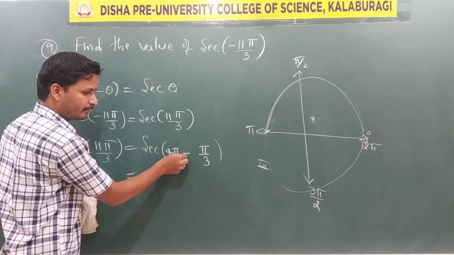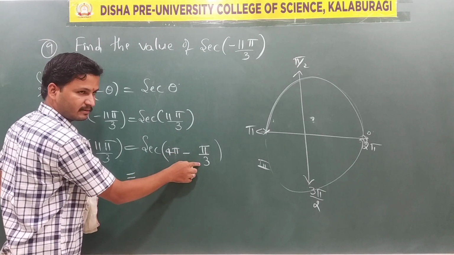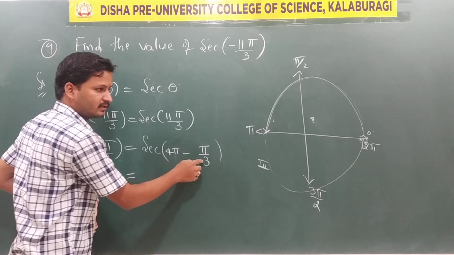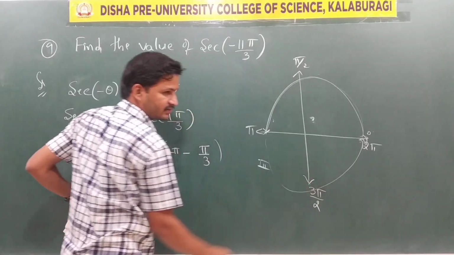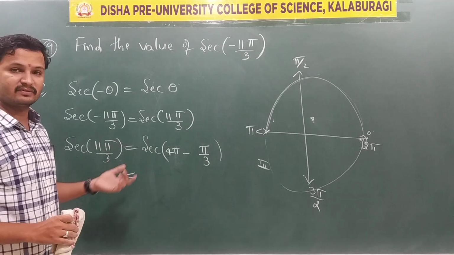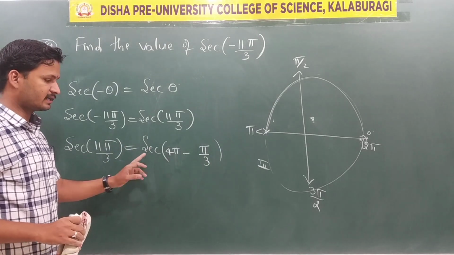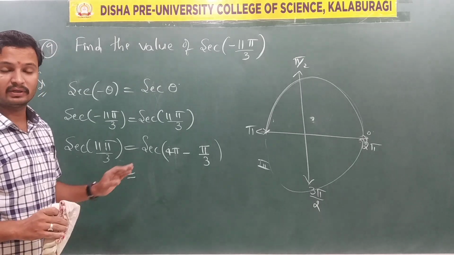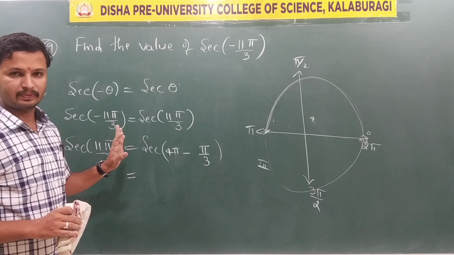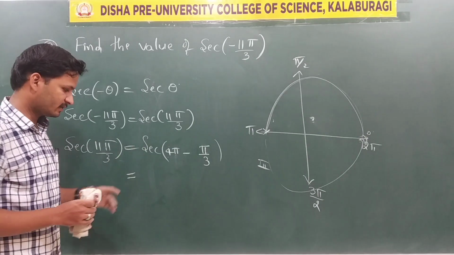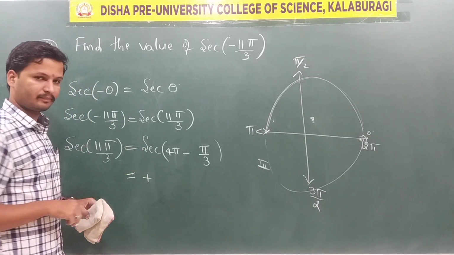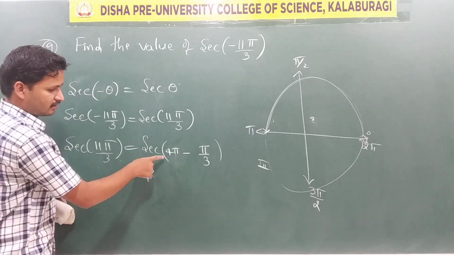That means 4 pi minus pi by 3 is there. 4 pi minus pi by 3, that means 360 minus theta, lies in which quadrant? It lies in the fourth quadrant. In the fourth quadrant, is the secant function positive or negative? It is positive. Okay, in the fourth quadrant, the secant function is positive. Take plus.